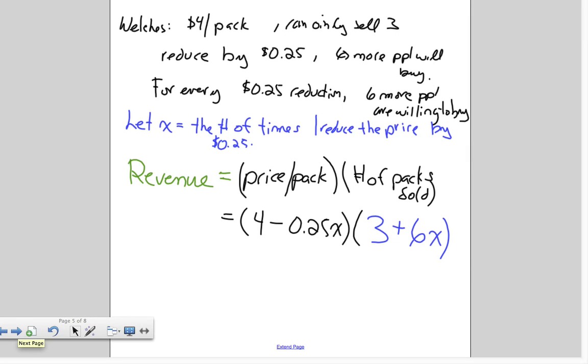So the amount I sell is 3, plus every time I reduce the price, I get 6 more. So it's like your linear equation back from grade 9, right? 6x plus 3. So my revenue R is equal to (4 minus 1/4 x) times (3 plus 6x). I'm going to use a fraction.